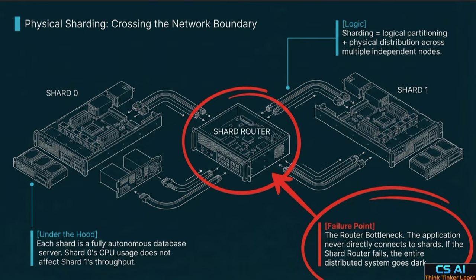However, there is a significant failure point: the router bottleneck. The application never directly connects to shards. If the shard router fails, the entire distributed system goes dark, making the router a critical single point of failure and a key architectural consideration.